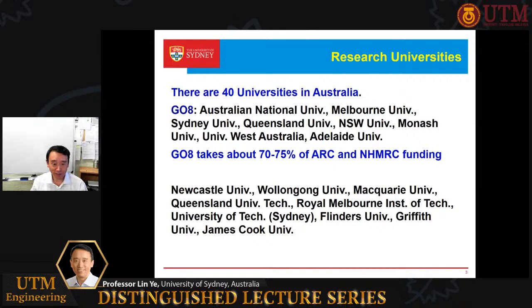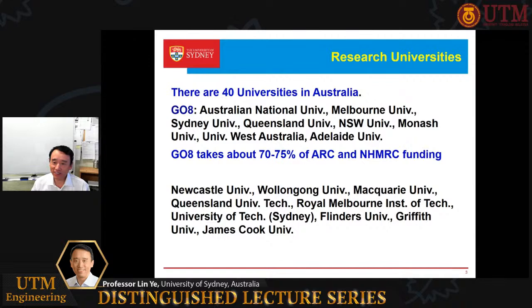After the top universities, there is a group of universities we sometimes call technology universities, including Newcastle University, which is about 100 kilometers north of Sydney. Wollongong University is about 80 kilometers south of Sydney. Macquarie University is not focused on science and technology, but more on social science or economics. That's Macquarie University, also in Sydney.